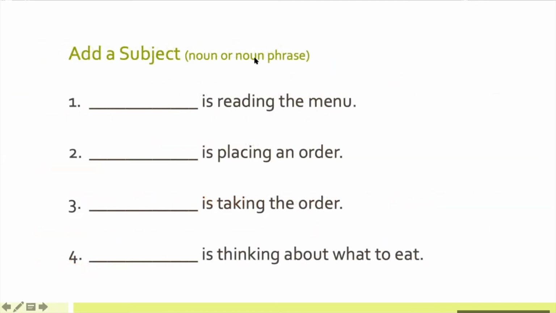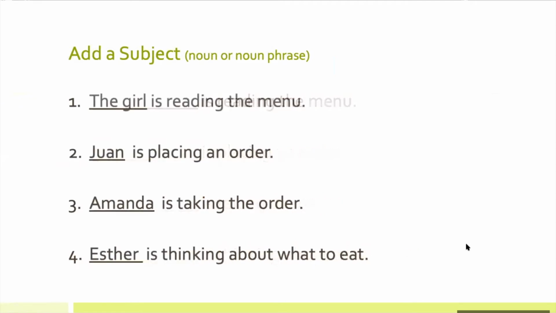You can add a noun or a pronoun to add a subject and complete this. You can say, is reading the menu, who? Is placing an order, who is placing an order? Is taking the order, who is taking the order? Is thinking about what to eat, who is thinking about what to eat? So who means that the subject is missing.